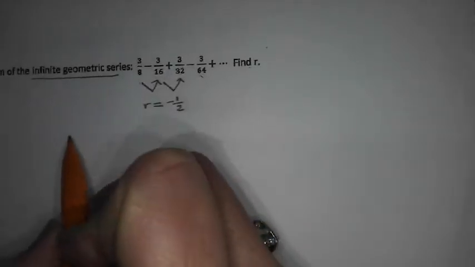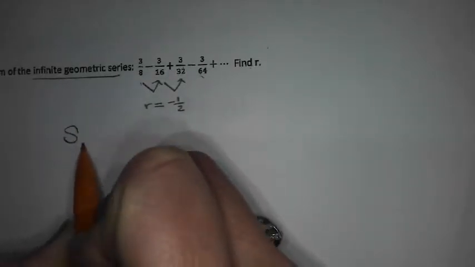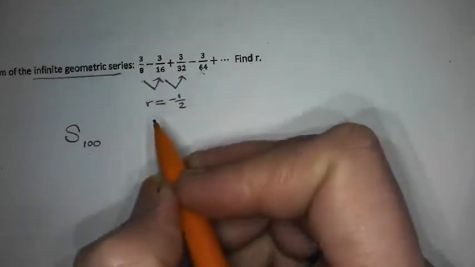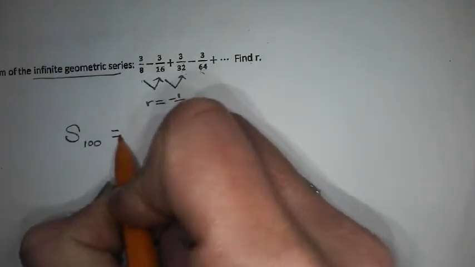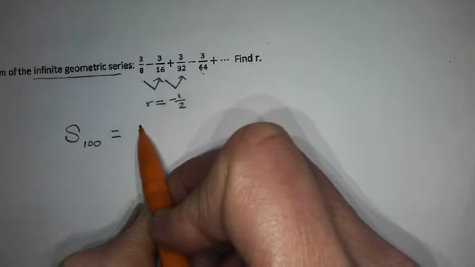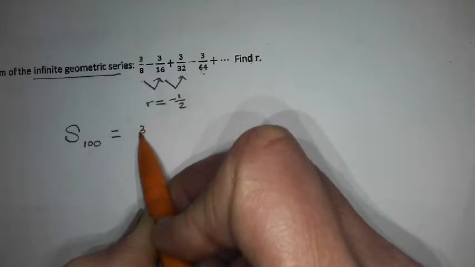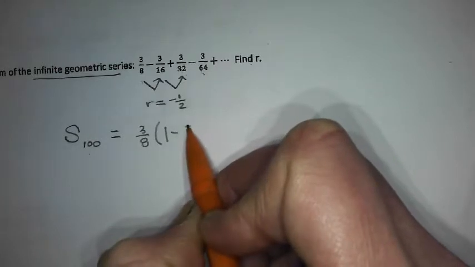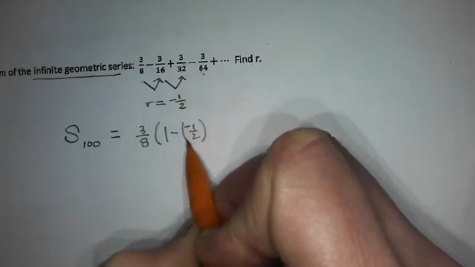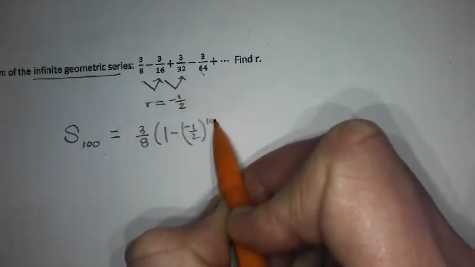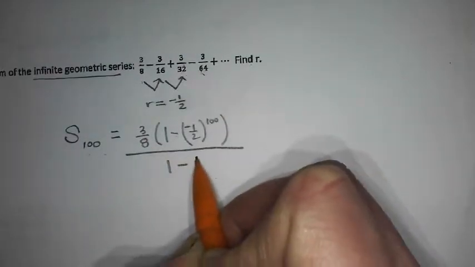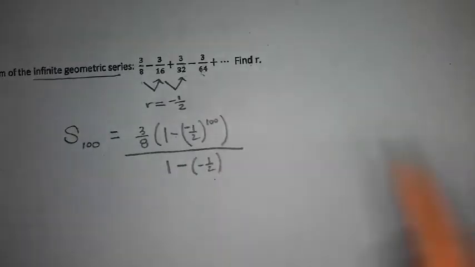What was our series formula for yesterday? Let's do our series of this through 100 terms, and just let our calculator do it so we don't have to do it manually. What was our formula? A sub 1 is 3/8, 1 minus our r, which is -1/2, to the n power. We're going to do it for 100 this first time. All over 1 minus our r of -1/2.